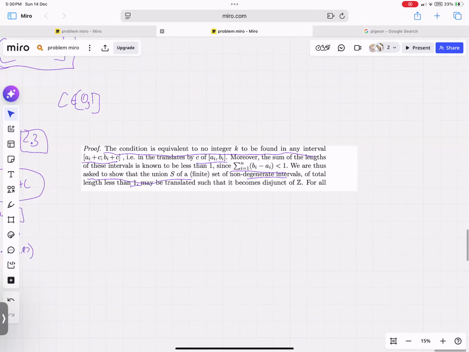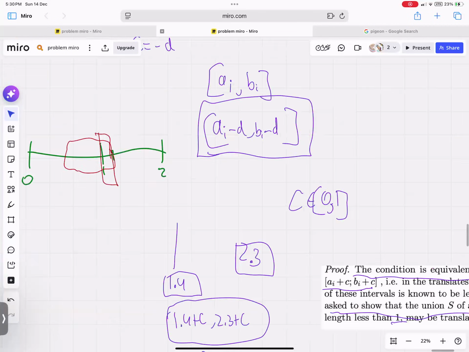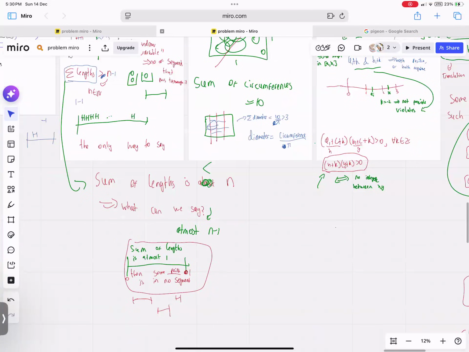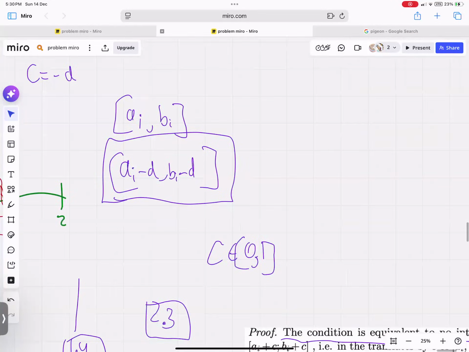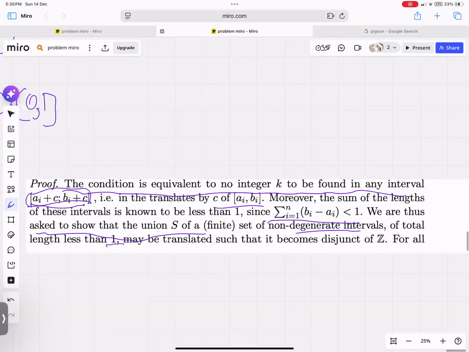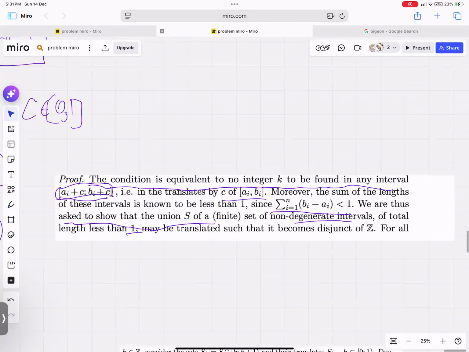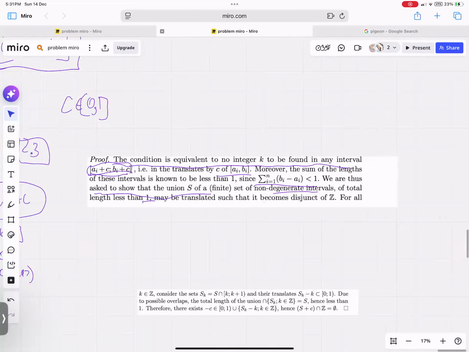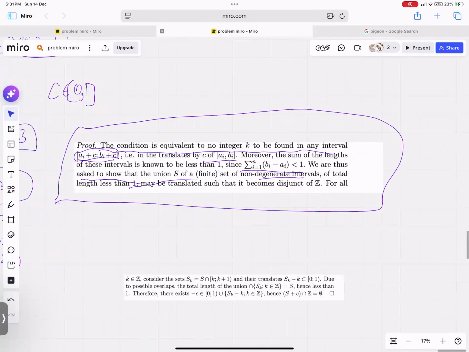Akshar, how are you translating it? That's what I'm asking. And I don't get it. Do you get what we've done so far? Okay, wait. Have you gotten that ai plus c and bi plus c must have no integers? Yeah, that's fine. So you've gotten what this is trying to say. Now we'll come to the proof on why there exists such a real c. But you've gotten all of this now. Yeah, this is fine.